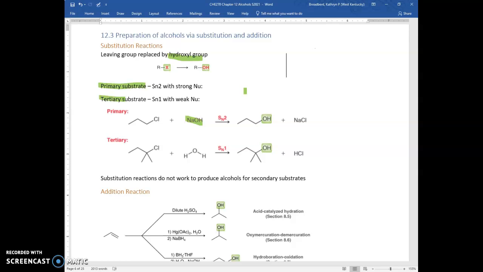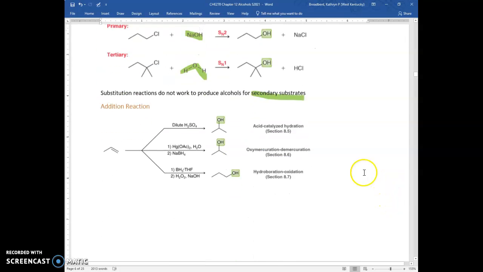It works with a tertiary substrate, here with a weak nucleophile, something like water or ethanol. We'll add these hydroxy groups. Now, the substitution reactions are not going to work well for secondary substrates because they're going to be in competition with elimination reactions. So let's look at the other way.